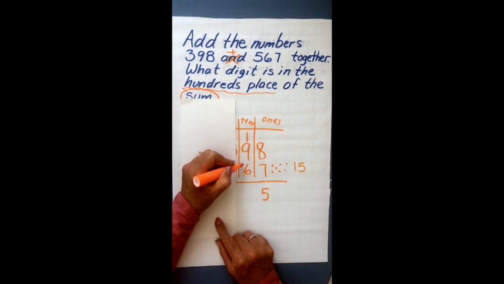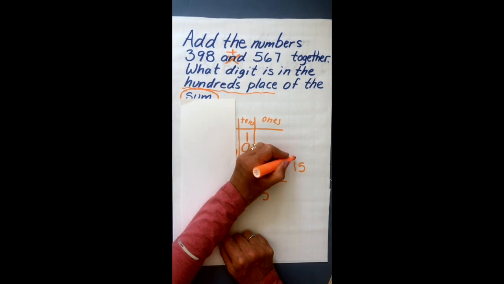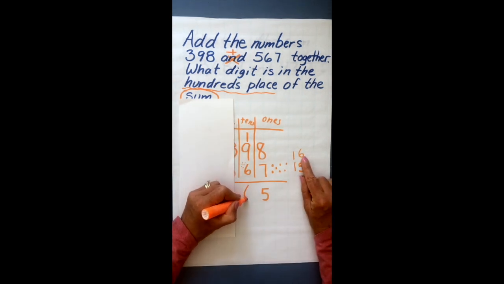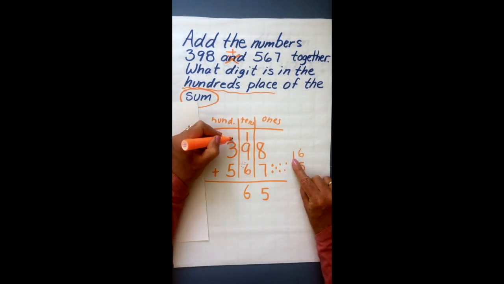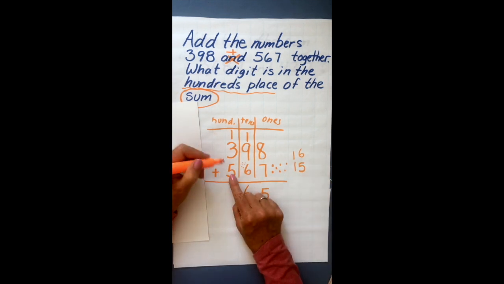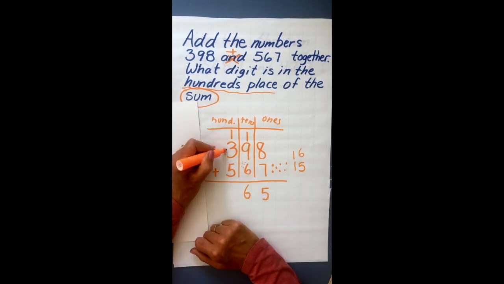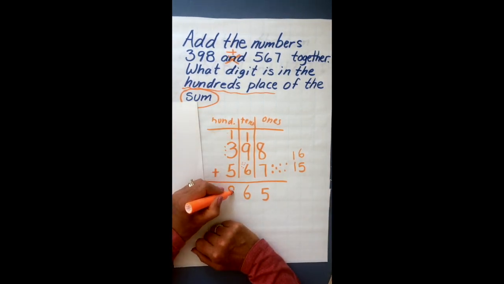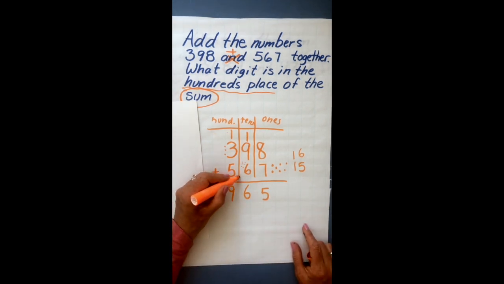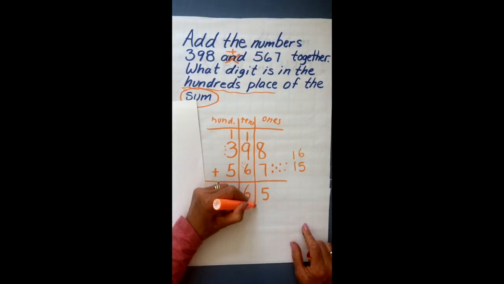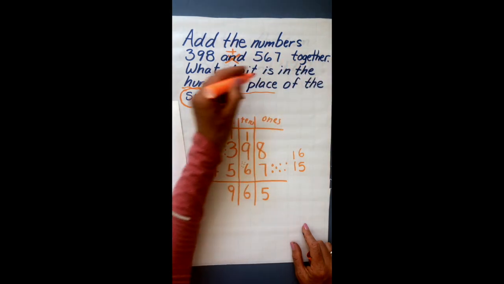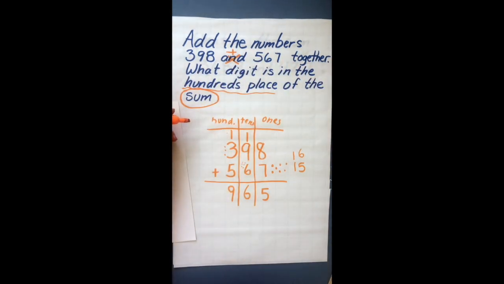9, 10, 11, 12, 13, 14, 15, 16. So that added up to 16, so I know the ones place goes down and the tens place goes up. Now I'm going to add the hundreds place. 5, 6, 7, 8, 9. Now I've got my answer here, but they said what digit is in the hundreds place.